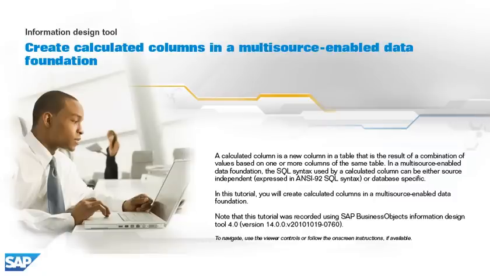A calculated column is a new column in a table that is the result of a combination of values based on one or more columns of the same table. In a multisource-enabled data foundation, the SQL syntax used by a calculated column can be either source-independent, expressed in ANSI 92 SQL syntax, or database-specific. In this tutorial, you will create calculated columns in a multisource-enabled data foundation.